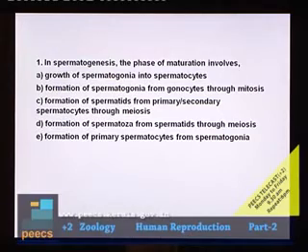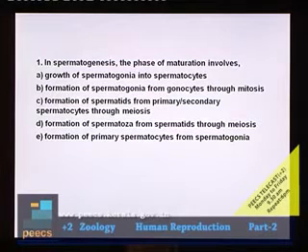Here is your first question. In spermatogenesis, the phase of maturation involves: We have a set of options. Option A, growth of spermatogonia into spermatocytes. B, formation of spermatogonia from gonocytes through mitosis. C, formation of spermatids from primary or secondary spermatocytes through meiosis. Option D, formation of spermatozoa from spermatids through meiosis. And option E here, formation of primary spermatocytes from spermatogonia.